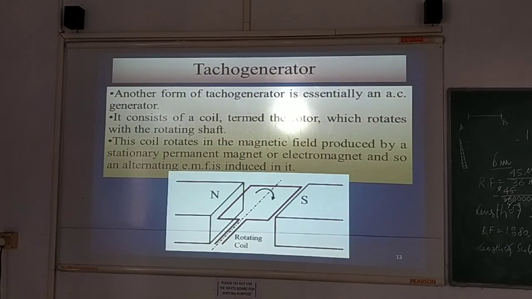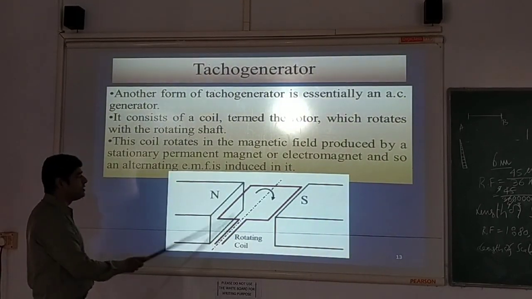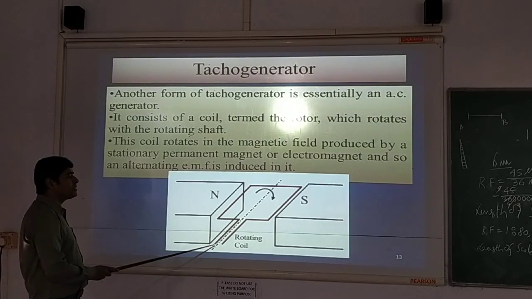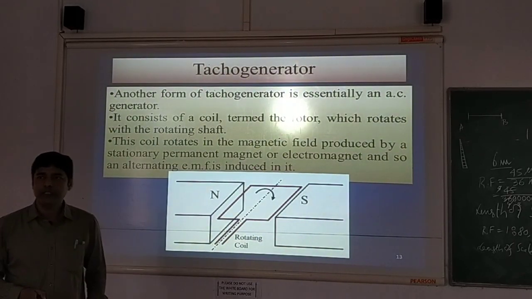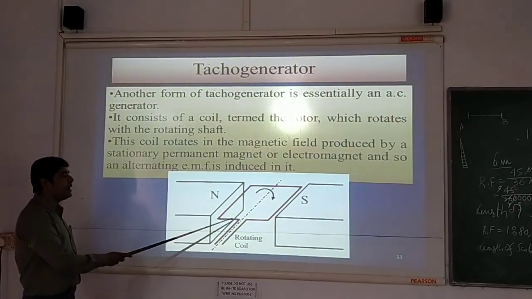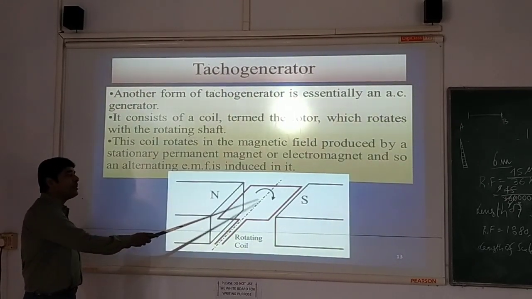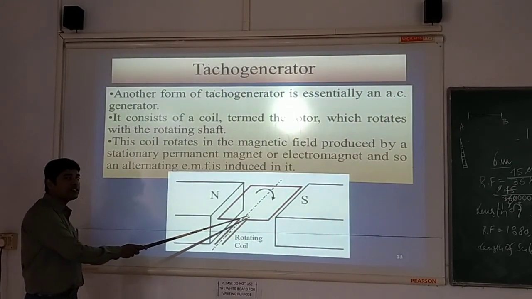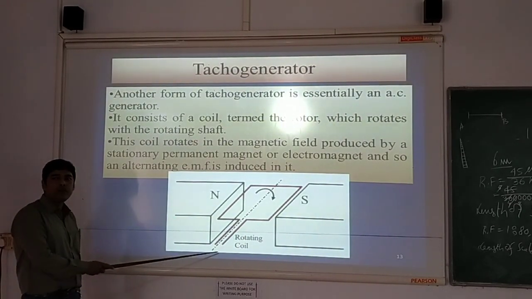AC generator, it is a simple principle of generator, and in a permanent magnetic field, a coil is rotating, and this coil can be attached to the shaft of which we want to measure the angular velocity. So as the shaft will rotate, the coil will rotate, and as the coil is rotating in a magnetic field, the magnetic flux subjected to this will be varying, and as a result, a sinusoidal EMF will be induced.